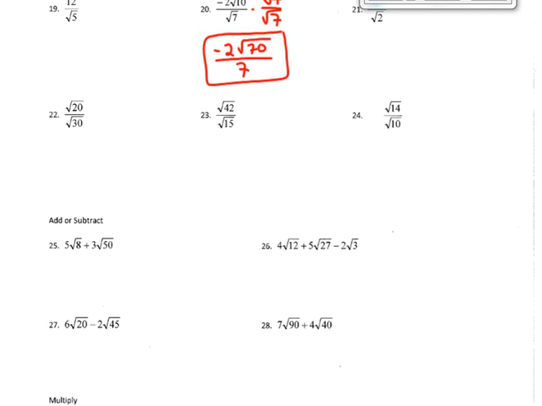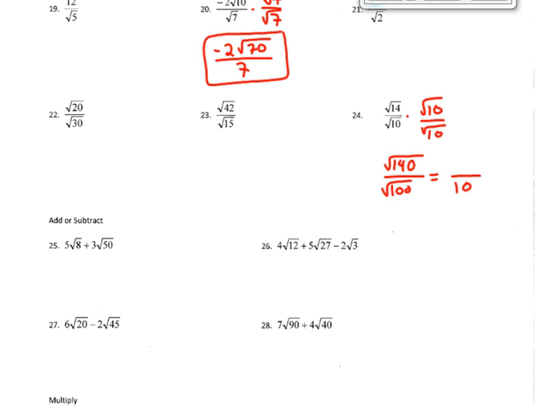However, what happens when I look, let's say, at number 24? I get the square root of 10 over the square root of 10, which is what I want to multiply by. On top, I get the square root of 140. On the bottom, I get the square root of 100. Well, the square root of 100 is the easy part. That's just 10, and some of you probably could have made that jump already.